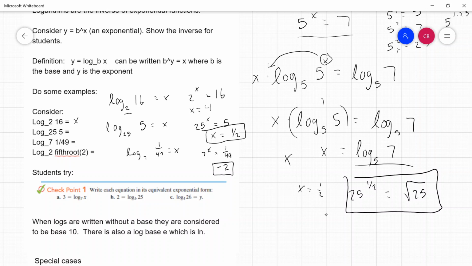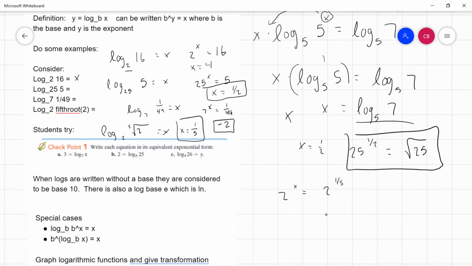Okay, and then finally we have log 2 of the 5th root of 2. Well, remember the 5th root is the 1/5 root, 1/5, so then that's what x is equal to. Why? Because we have 2 to the x power is equal to this 5th root, so 2 to the 1/5. Right, same thing. And so therefore we have x must be 1/5. Okay, obviously if we were in class I'd have you guys try these next ones.